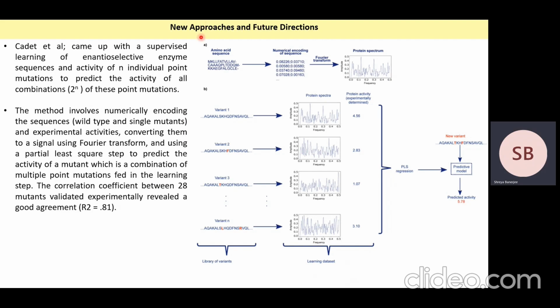Now, there are new approaches and future directions for this protein engineering. Cadet et al. came up with a supervised learning of enantioselective enzyme sequences and activity of n individual point mutations to predict the activity of all combinations, 2 to the power n, of these point mutations. This method involves numerically encoding the sequences. So if you have sequences, there is a numerical code for each amino acid, and then using Fourier transform to transform the amino acid sequence into a certain spectrum.